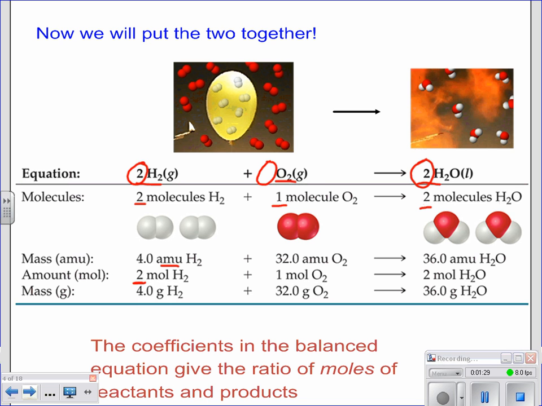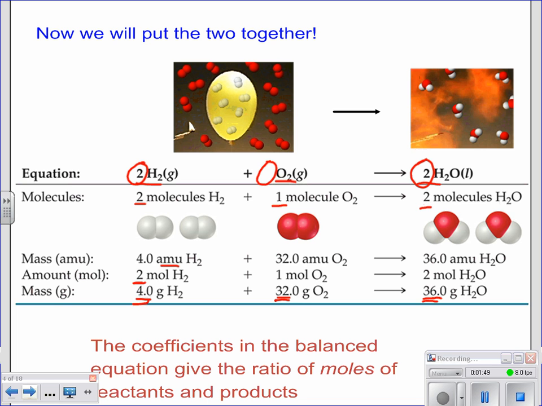We could even break that down to mass. If you know your moles, you can convert that to mass, so you can convert it to grams. 4 grams of hydrogen plus 32 grams of oxygen yields 36 grams of water. Notice that your mass is conserved in that. So a balanced chemical equation really tells us a whole lot of information.